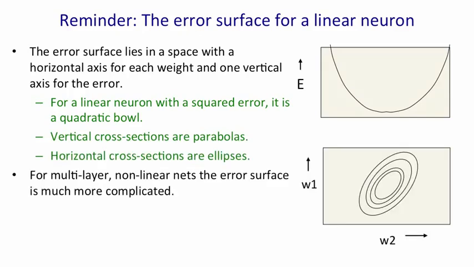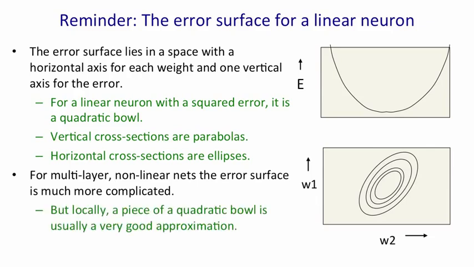For multi-layer nonlinear nets, the error surface is much more complicated, but as long as the weights aren't too big, it's a smooth error surface, and locally it's well approximated by a piece of a quadratic bowl. It might not be the bottom of the bowl, but there's a piece of quadratic bowl that will fit the local error surface very well.